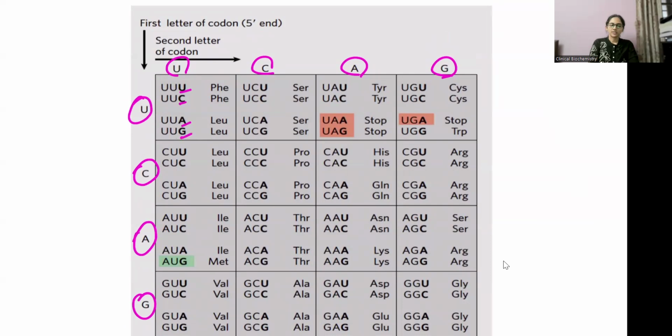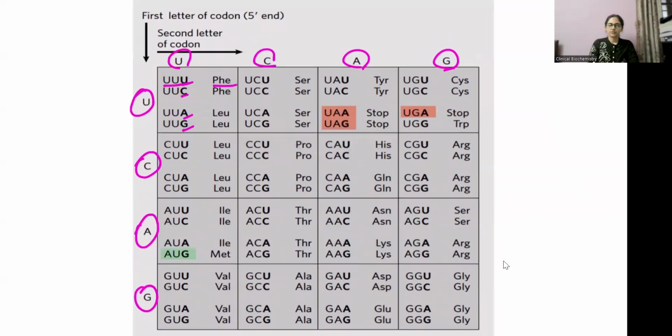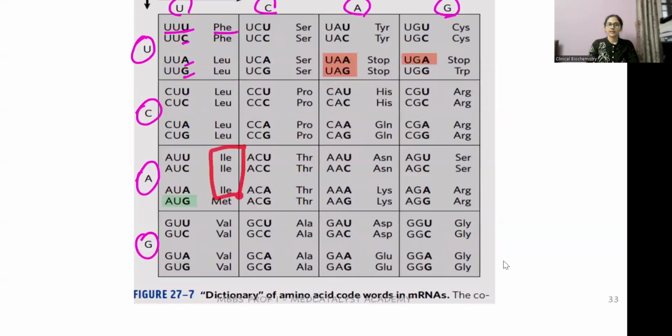So U is what? Phenylalanine. For phenylalanine, how many codons do you have? I have 2 codons for phenylalanine, right? Then for leucine, how many codons do you have? You have 6 codons for leucine. Serine, how many codons? 4 codons for serine. So this is the way you will learn it. How many isoleucine codons do you have? 3. Then how many methionine codons do you have? Only 1 codon for methionine.